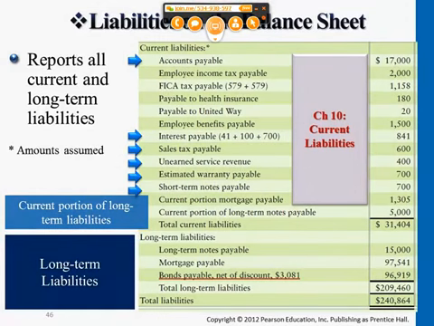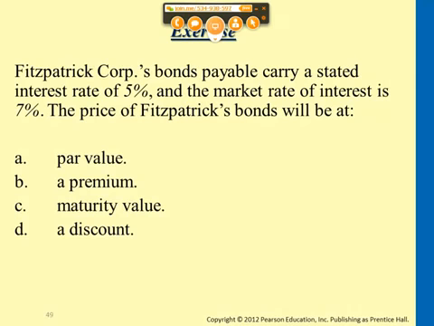Okay, let's work on a few problems before we end the chapter. Let's say the company's bonds payable carry a stated interest rate of 5%, market interest rate is 7%, and what would be the answer to this question? Market interest rate is higher than the interest rate that the company is offering. So the result of this bond issuance would be... market interest rate is higher, company's interest rate is lower. So is the company at an advantage or disadvantage?